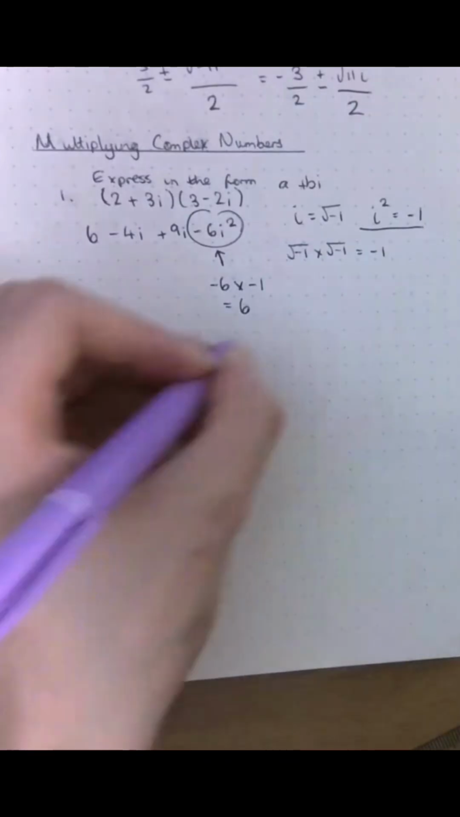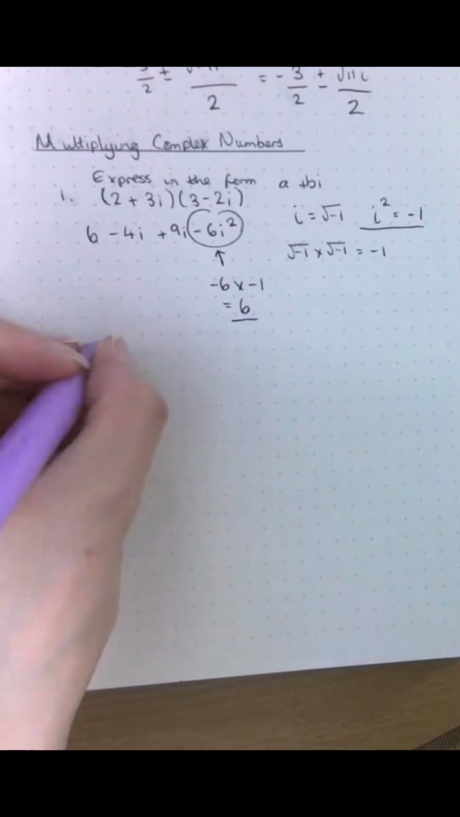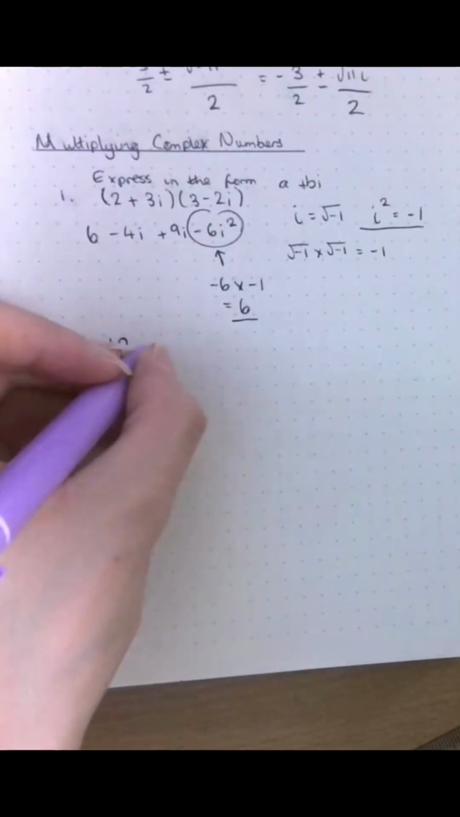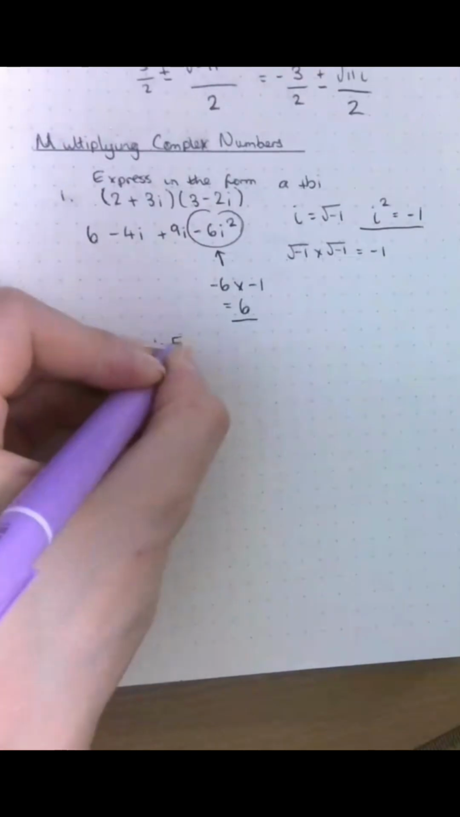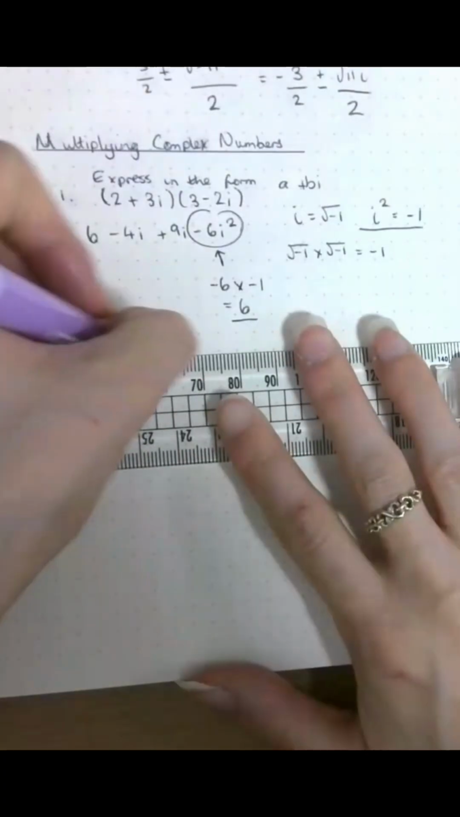So if we were to write all that out, we actually have a 6 plus a 6, which is 12. We have a minus 4i plus a 9i, which would get us 5i. So that would be 12 plus 5i.